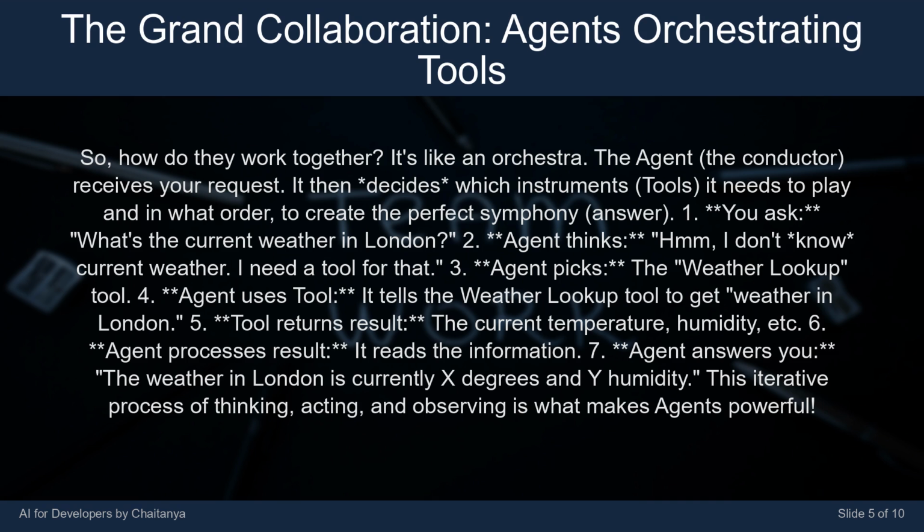1. You ask, what's the current weather in London? 2. Agent thinks, I don't know current weather. I need a tool for that. 3. Agent picks the weather lookup tool. 4. Agent uses tool. It tells the weather lookup tool to get weather in London. 5. Tool returns result, the current temperature, humidity, etc. 6. Agent processes result. It reads the information. 7. Agent answers you. The weather in London is currently X degrees and Y humidity. This iterative process of thinking, acting, and observing is what makes agents powerful.